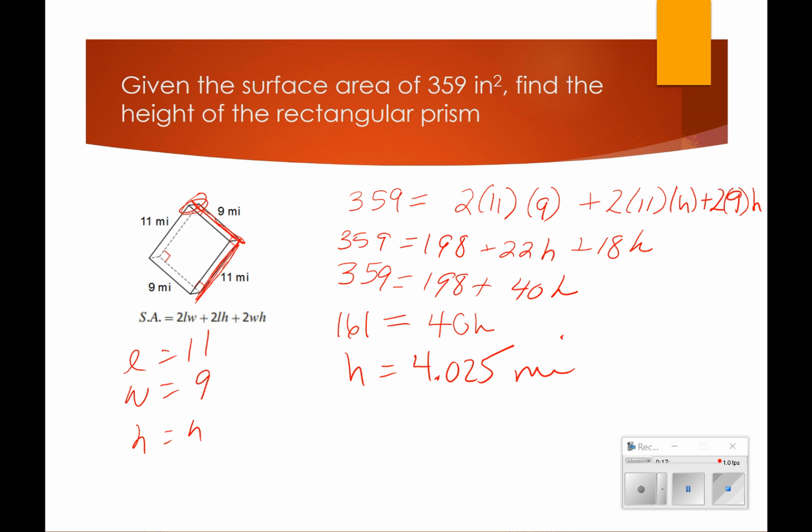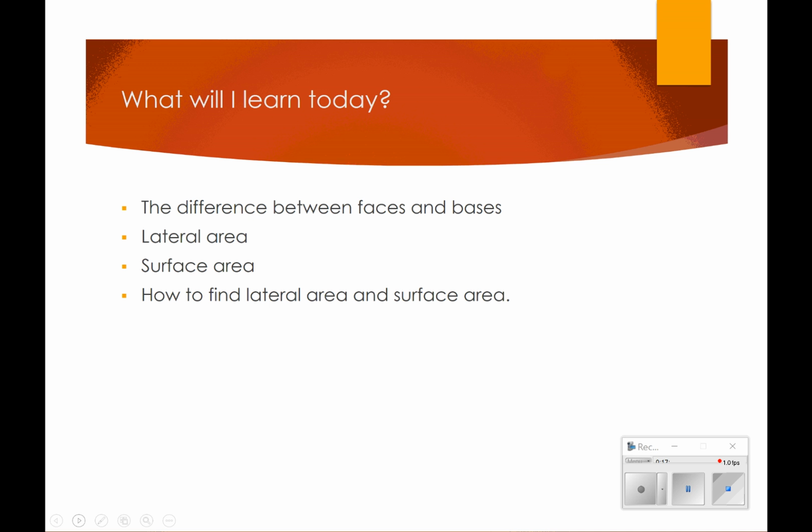All right. So I went over quite a few examples, so hopefully you know the difference between faces and bases. You know the difference between lateral area and surface area. Remember, lateral area would be like painting the walls of a room, where surface area would be painting the floors, the walls, and the ceiling, or how much wrapping paper it would take to wrap a present.